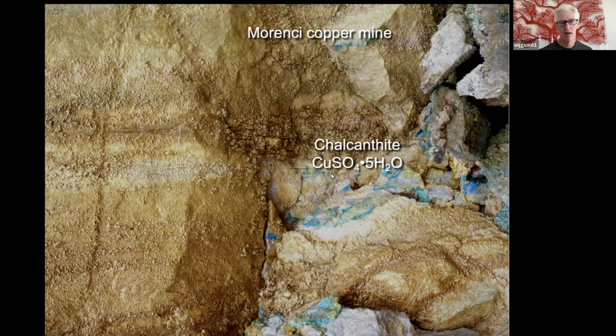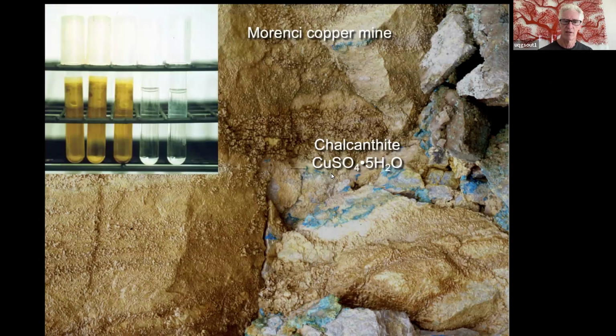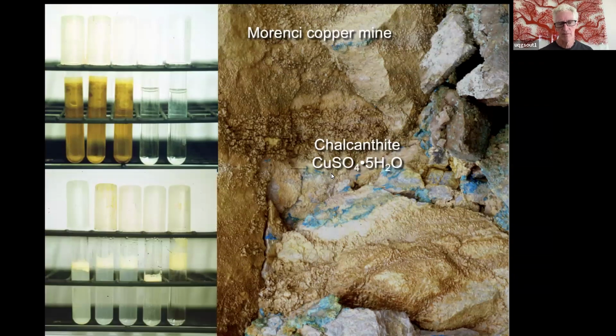And when we screen for iron oxidizing bacteria, we can find our iron oxidizers. When we screen for sulfur oxidizing bacteria, we can find our sulfur oxidizing bacteria. And both organisms are producing acid as a byproduct of metabolism.